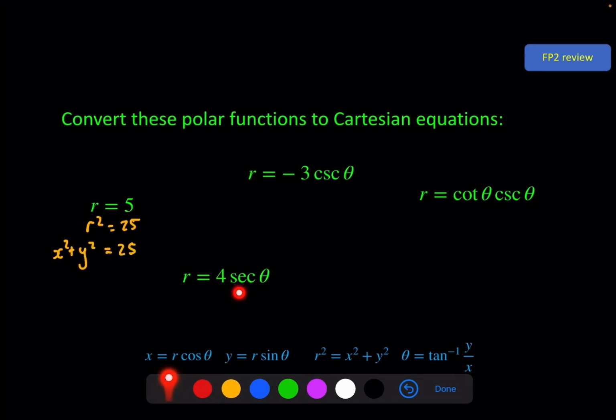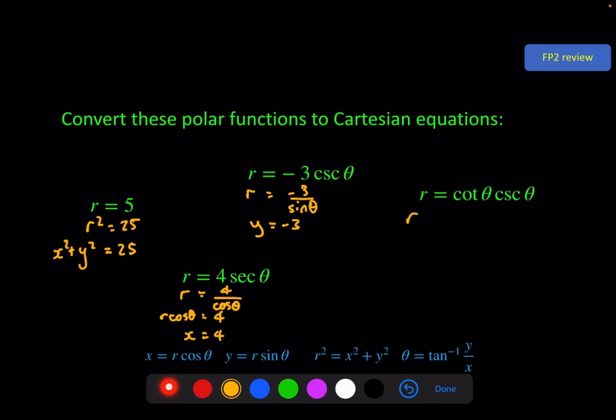Next, we've got these two here, very similar. Put these into their usual forms for sine and cosine, and then rearrange. So we've got r is equal to 4 over cos theta here. So r cos theta equals 4, and we know that r cos theta is the same as x. Similar idea up here. R sine theta is equal to y.